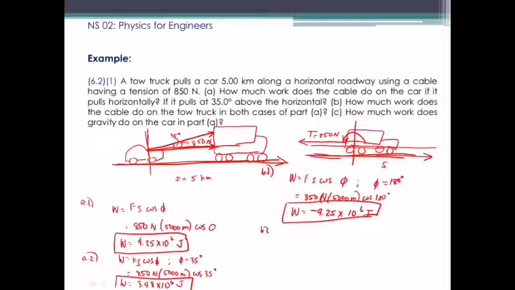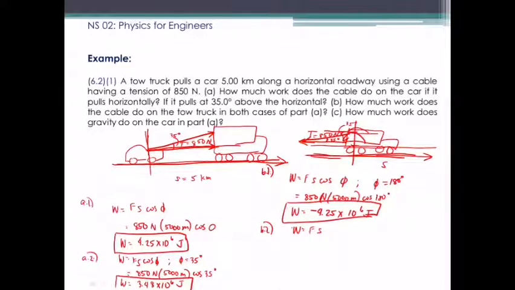For B.2, if it is directed at an angle of 35 degrees, this one is 35, therefore this angle is also 35. If this is 35, this is also a 35 degree angle. So, what is the total angle from here? This is 180 plus 35. So our angle phi is 215.